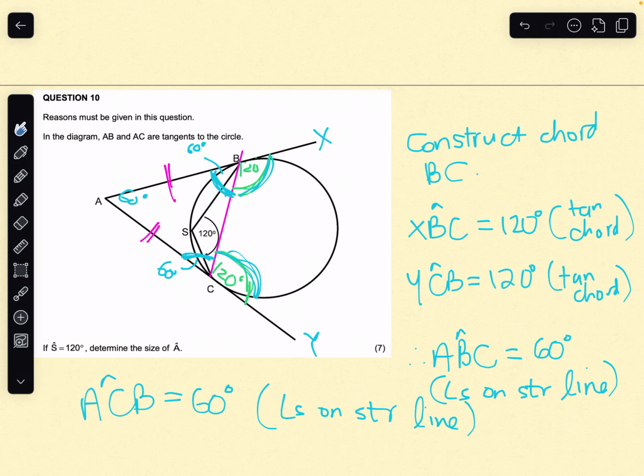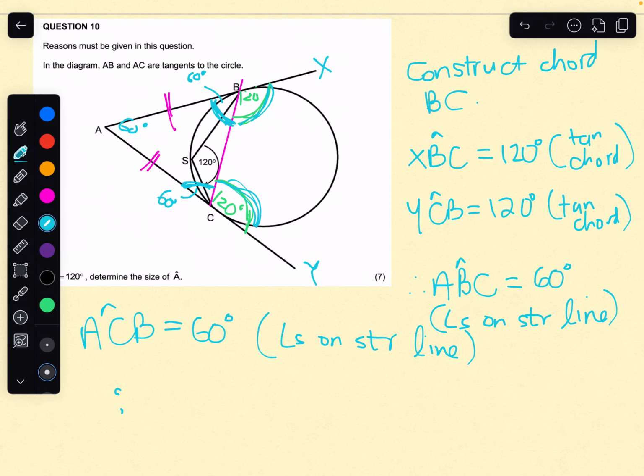And then finally, therefore, angle A would be equal to 60 degrees because angles in a triangle add up to 180. Wow. Okay, so that started out menacing, but once the construction was in place, everything else kind of came together. Let's have a look at what the memo thinks.